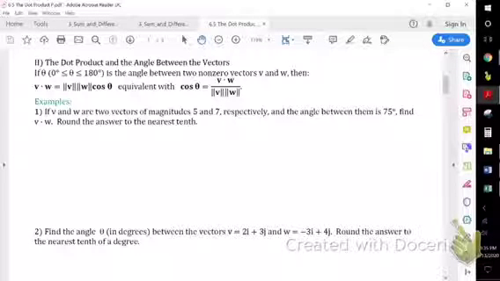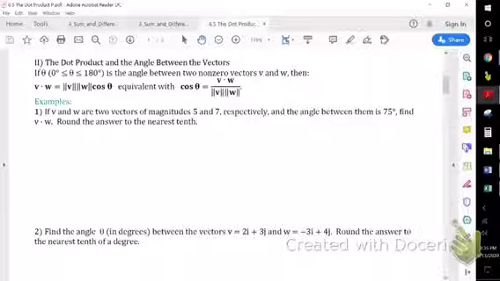Okay, part 2 is the dot product and the angle between the vectors. So if theta, where theta is an angle between or equal to 0 and 180 degrees, is the angle between two non-zero vectors v and w, then v dot w is also equal to the magnitude of v times the magnitude of w times cosine of theta, which is equivalent with cosine of theta is then equal to v dot w divided by the magnitude of v times the magnitude of w.